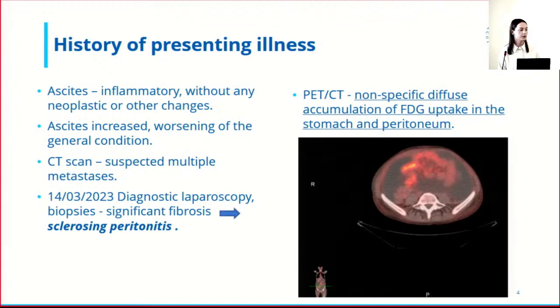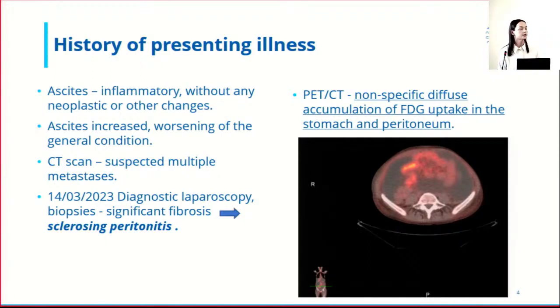We examined our patient for almost all possible causes of ascites, such as liver diseases, autoimmune diseases, TBC, and so on, but the diagnosis was not detected. While we tried to figure out what caused the ascites, the patient's condition worsened. Anemia, malnutrition, and cachexia developed, and ascites increased, so we decided to perform a CT scan, and our radiologist suspected multiple metastases in the patient's abdomen. So the next step was diagnostic laparoscopy, and omentum and peritoneum fragments were taken.